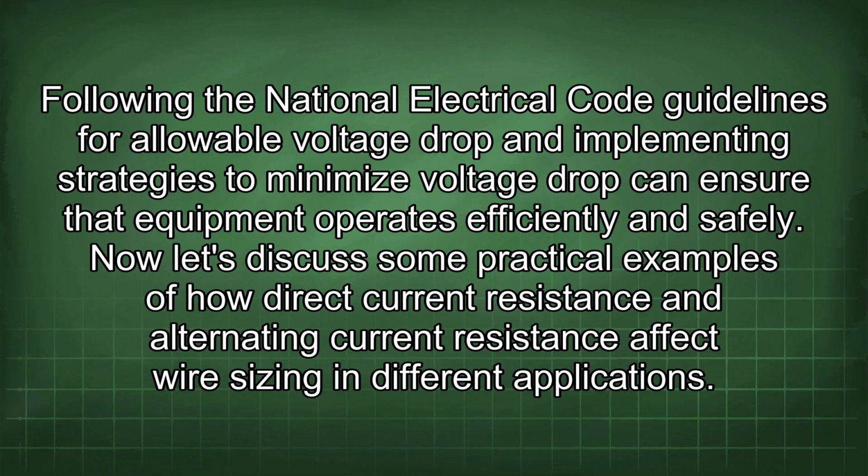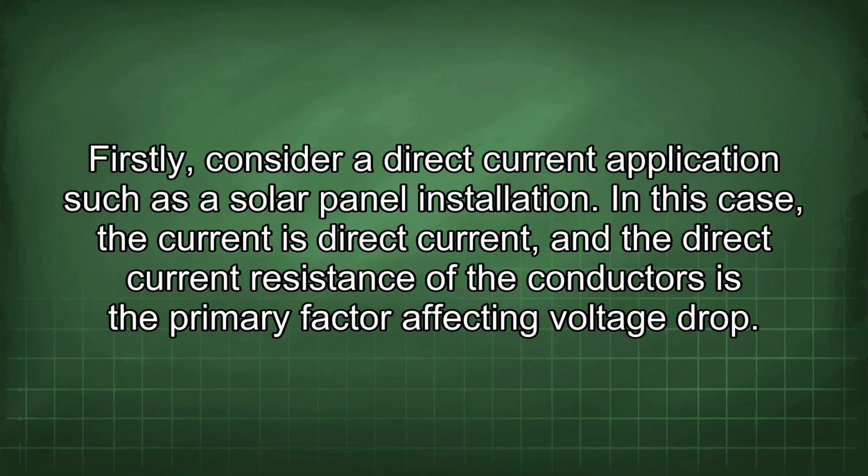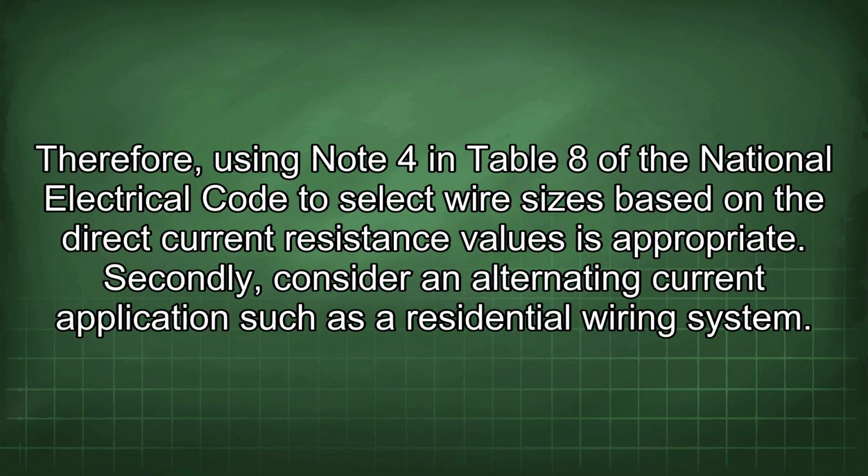Now let's discuss some practical examples of how direct current resistance and alternating current resistance affect wire sizing in different applications. Firstly, consider a direct current application such as a solar panel installation. In this case, the current is direct current, and the direct current resistance of the conductors is the primary factor affecting voltage drop. Therefore, using Note 4 in Table 8 of the National Electrical Code to select wire sizes based on the direct current resistance values is appropriate.